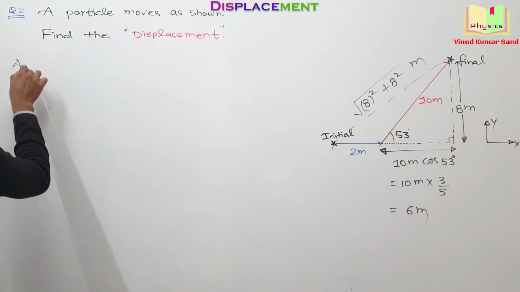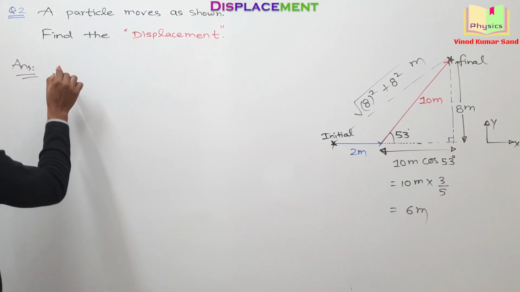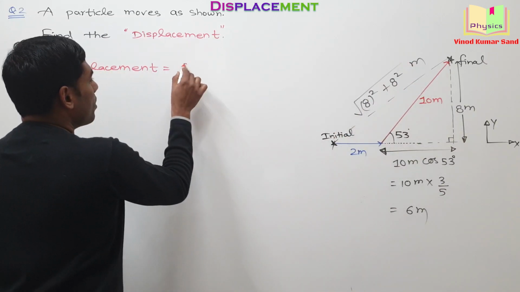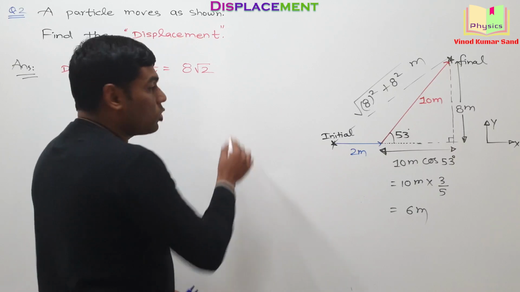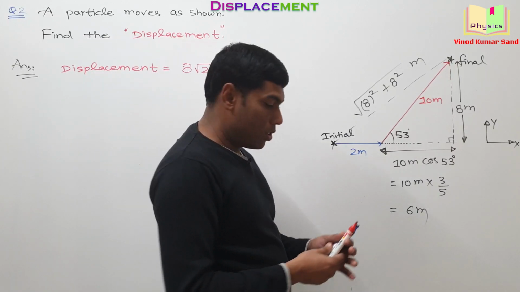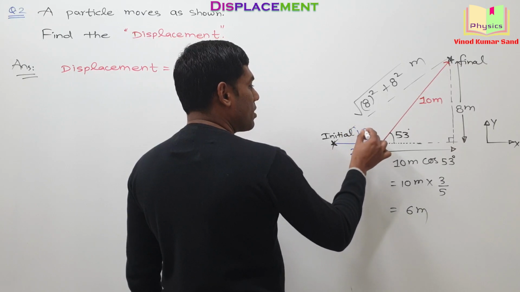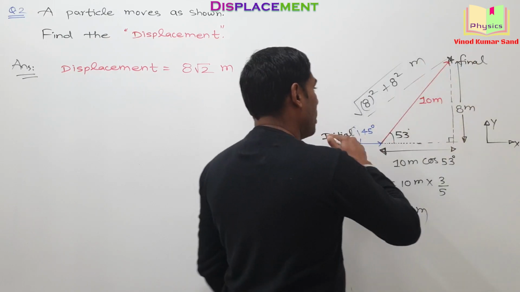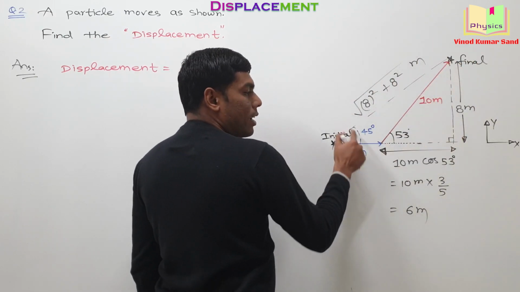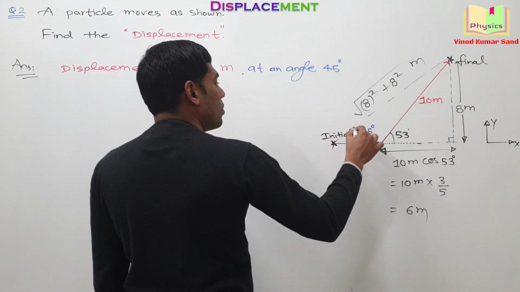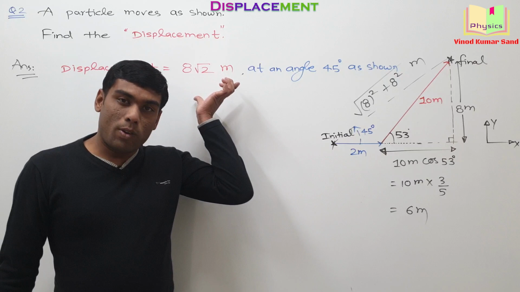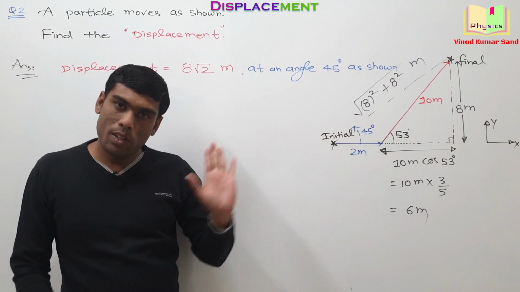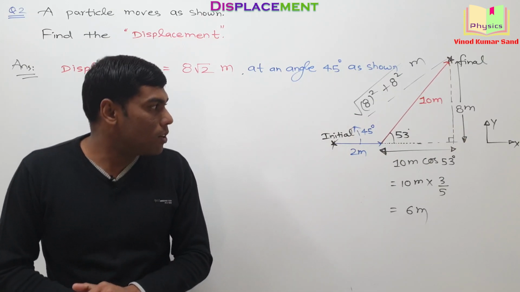So we can write the answer very easily now. The displacement will have the magnitude of 8 root 2 meter and the direction will be making an angle of 45 degree with the x-axis. Think about it. This side is 8 as well as this side is also 8. So for this right angle triangle, this angle will be 45 degree. See this thing, displacement is a vector quantity, so we are denoting the magnitude as well as the proper direction. Clear to everyone? Note it down.